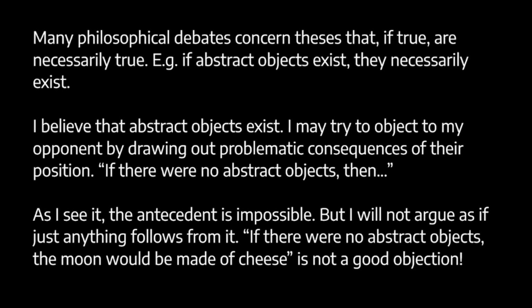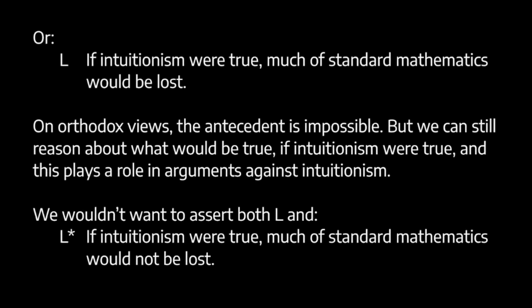Even though I think that the antecedent here is impossible, I still think that there are certain specific things that would follow if there were no abstract objects, and certain specific things that would not follow. Or consider this example, from Francesco Berto and Mark Jago. If intuitionism were true, much of standard mathematics would be lost. Suppose that we are not intuitionists. Then the antecedent here describes what we regard as an impossible situation. But we might well want to make this argument against the intuitionists. What we have here, if vacuism is right, is just a vacuous truth. For the same reason, it would also be true to say that if intuitionism were true, much of standard mathematics would not be lost.